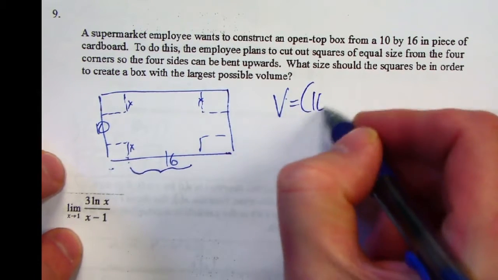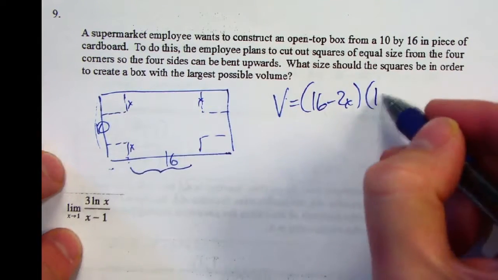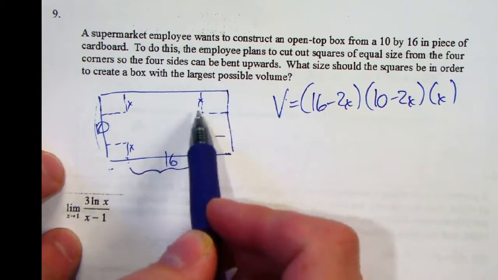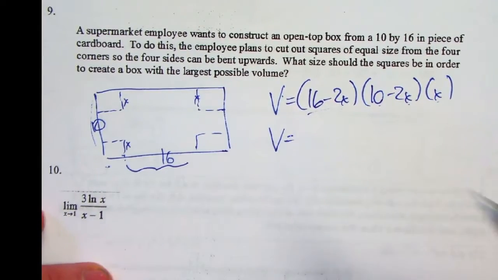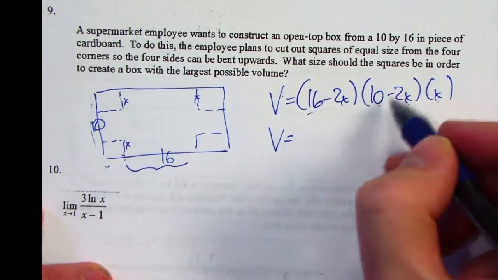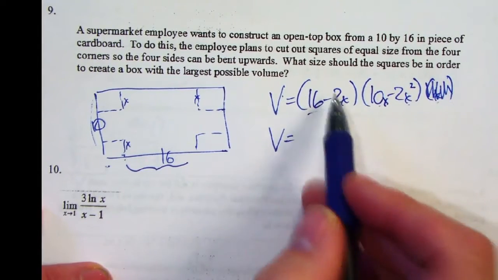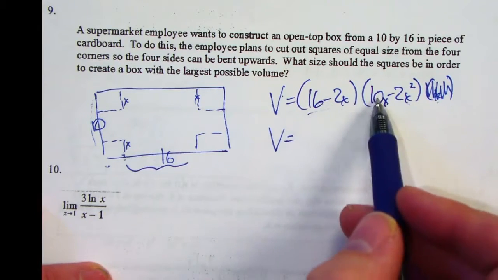This length is 16 minus 2x. This width is not 10 anymore, it's 10 minus 2x, and your height is x, because this is the part that'll fold up. So this is length times width times height. If I work that out, I'm just going to put this there and this there and get rid of that x, and then distribute.